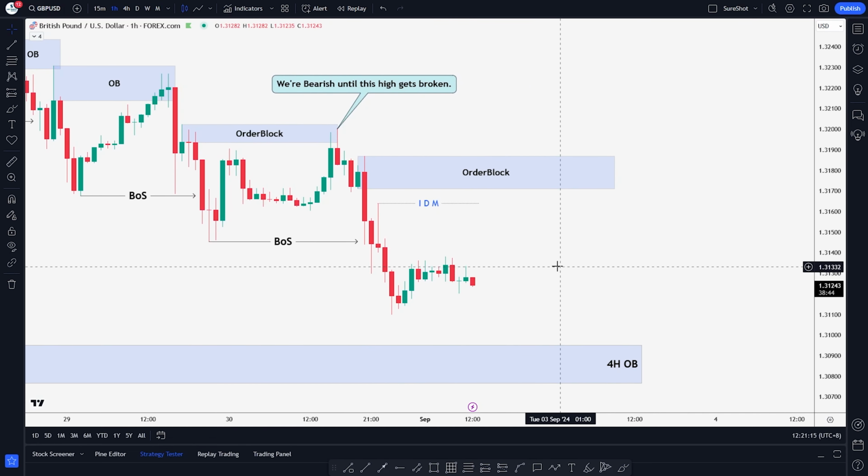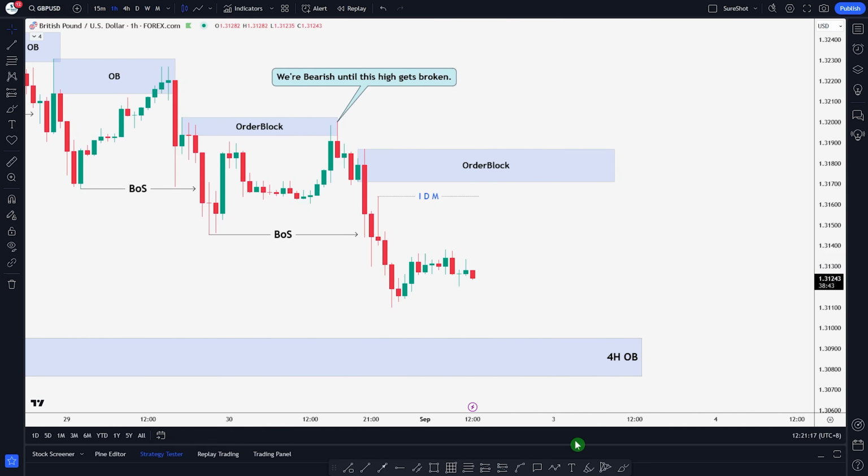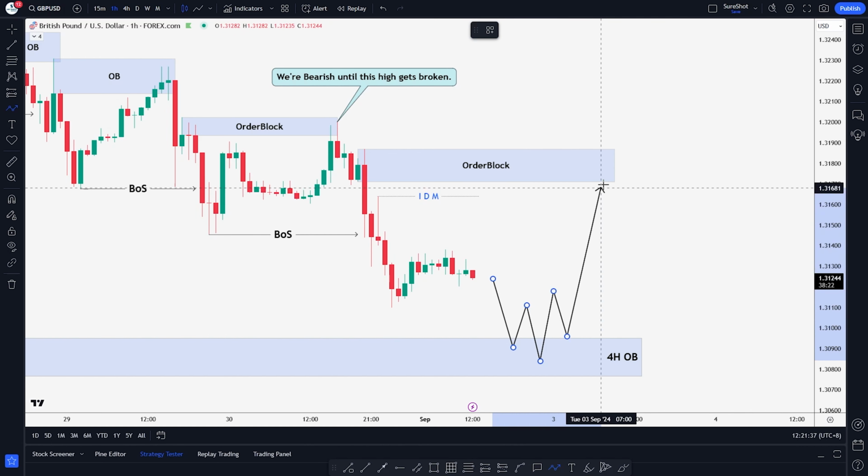So what are we expecting from GBPUSD this week? As this is Monday and the market just opened, we are expecting that the market may take out last week's low and mitigate this 4-hour order block. And then we might notice a short-term pullback from which we can take long setups till this order block.